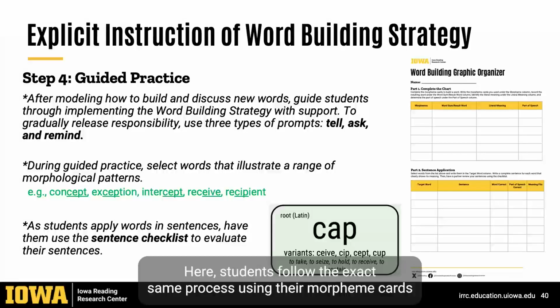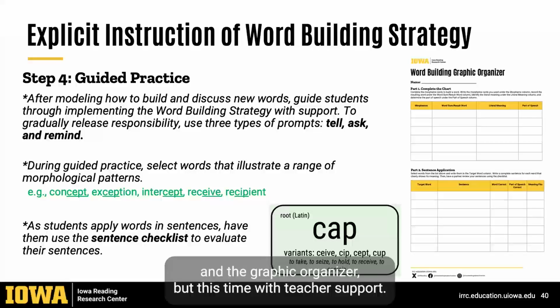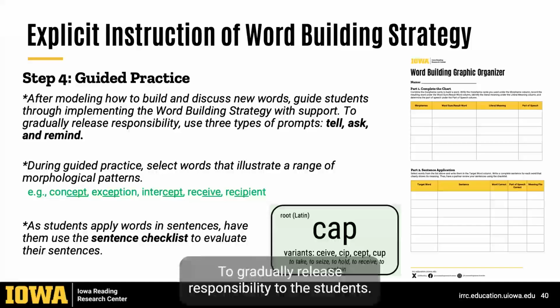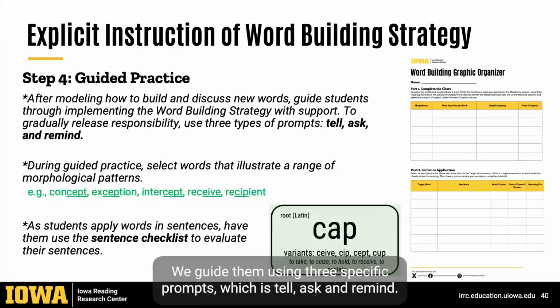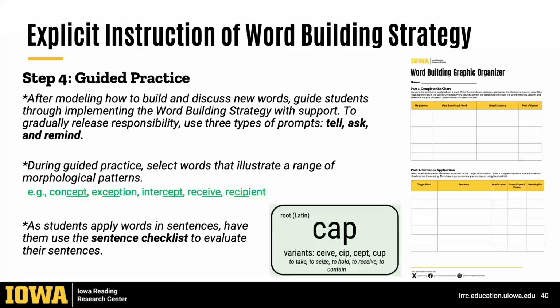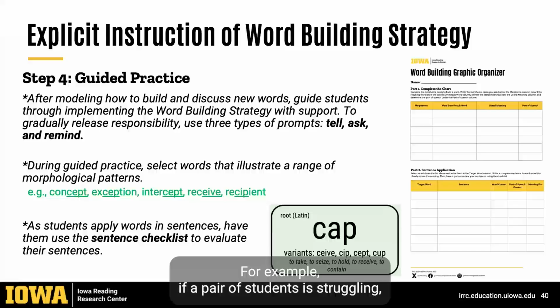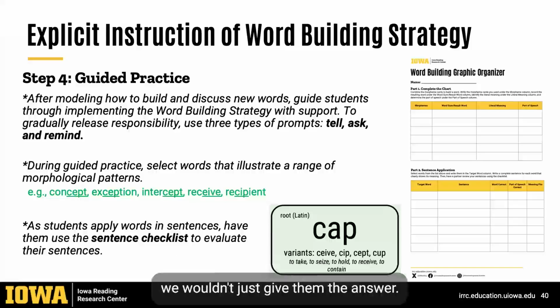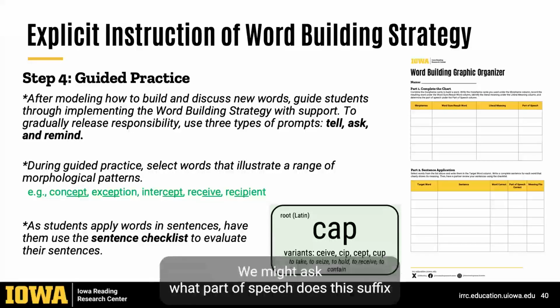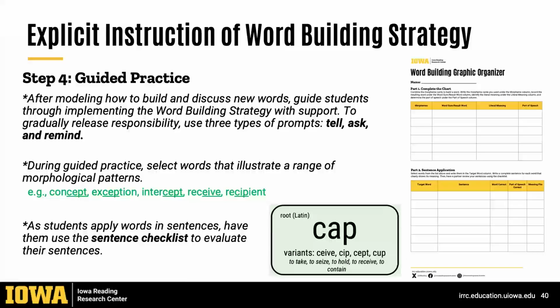We now move to step 4, guided practice. Here, students follow the exact same process using their morpheme cards and the graphic organizer, but this time with teacher support. To gradually release responsibility to the students, we guide them using 3 specific prompts, which are tell, ask, and remind. For example, if a pair of students is struggling, we wouldn't just give them the answer. We might ask, what part of speech does this suffix typically form? To prompt them to revisit the strategy.